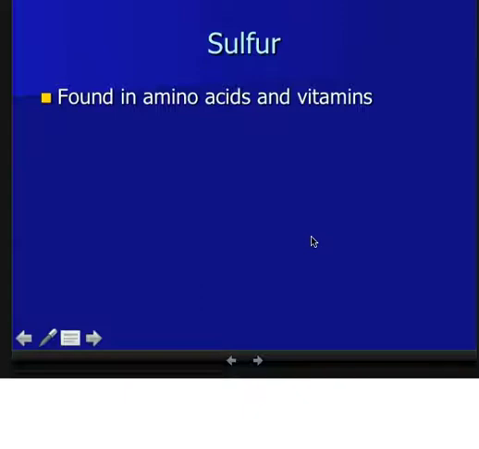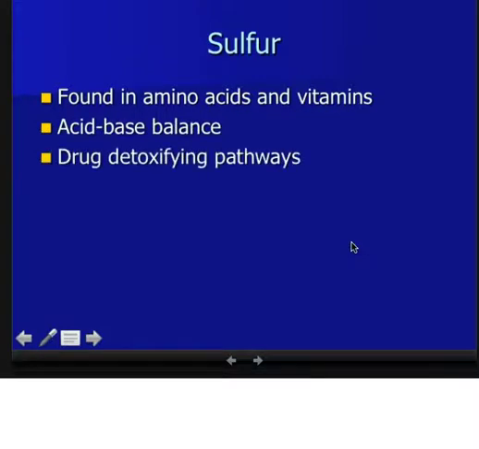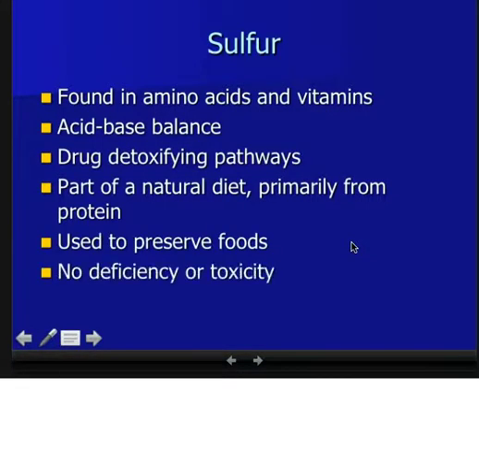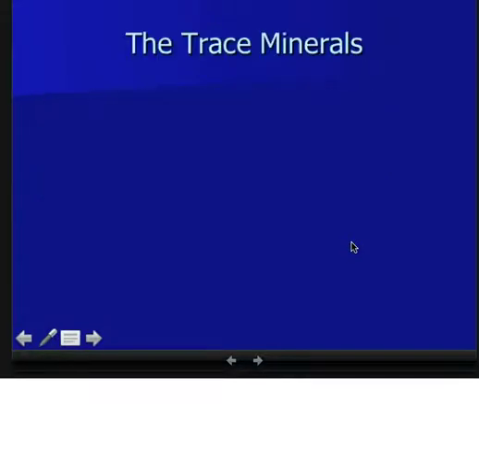And of course, protein structure is important to protein function. So we want to be aware of that. It's important also in acid-base balance, and it's also helpful in drug detoxifying pathways. It's part of a natural diet, primarily coming from protein, and it's used to preserve foods. And there are no known deficiencies or toxicities yet.